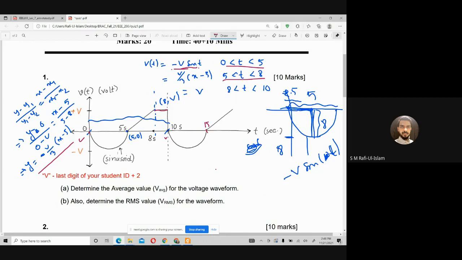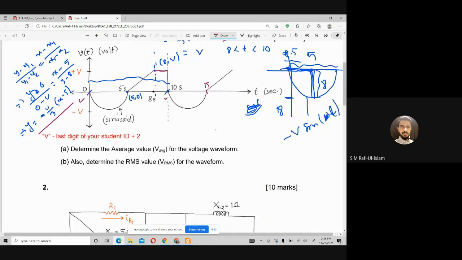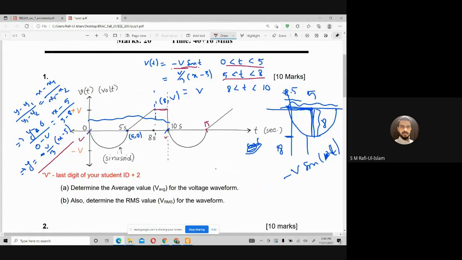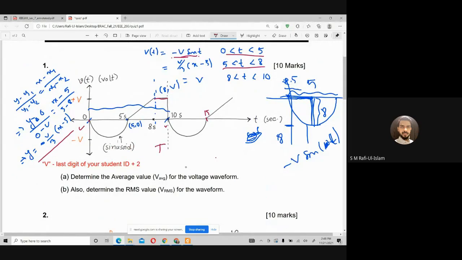Now, since this is defined, the first question says you need to find the average value. So how do you find the average value? We'll integrate all of this divided by the total time. Can anybody tell me what capital T is here? Capital T is 0 to 10, right? So 10 seconds. Yes, sir. Okay. For the average value, what will we do?